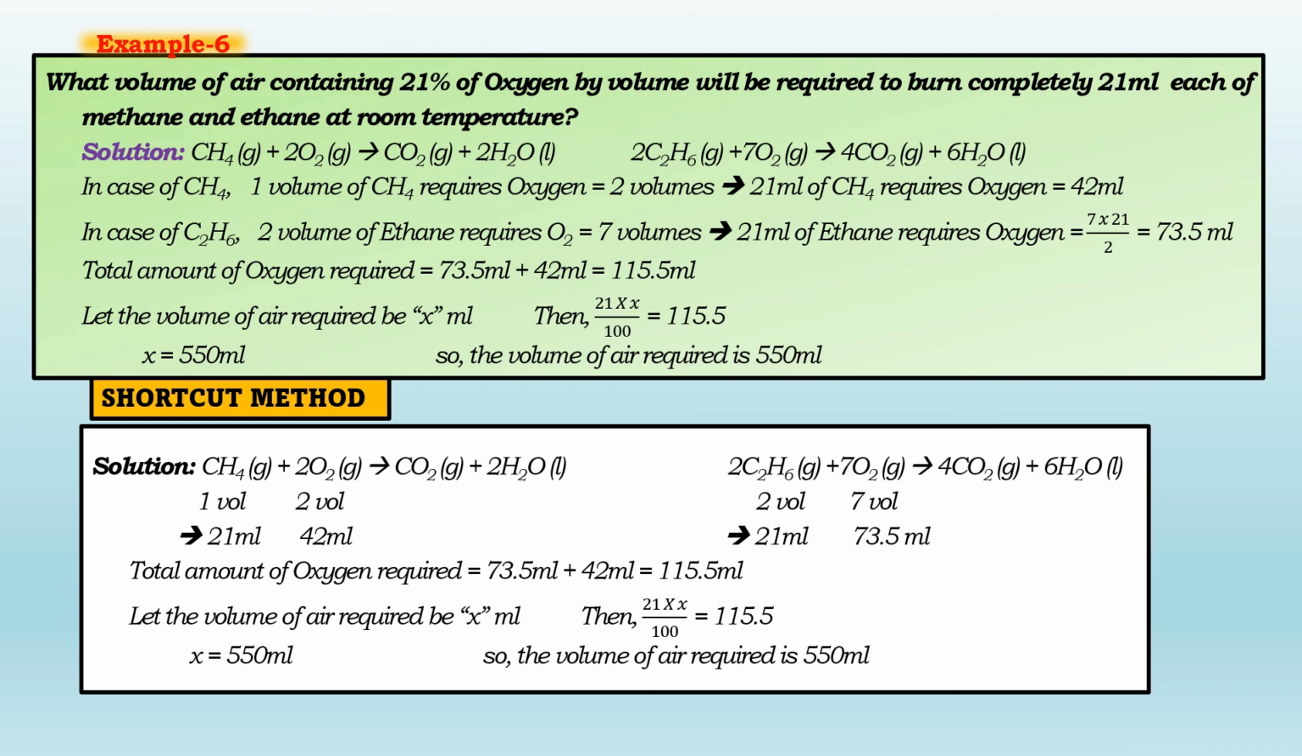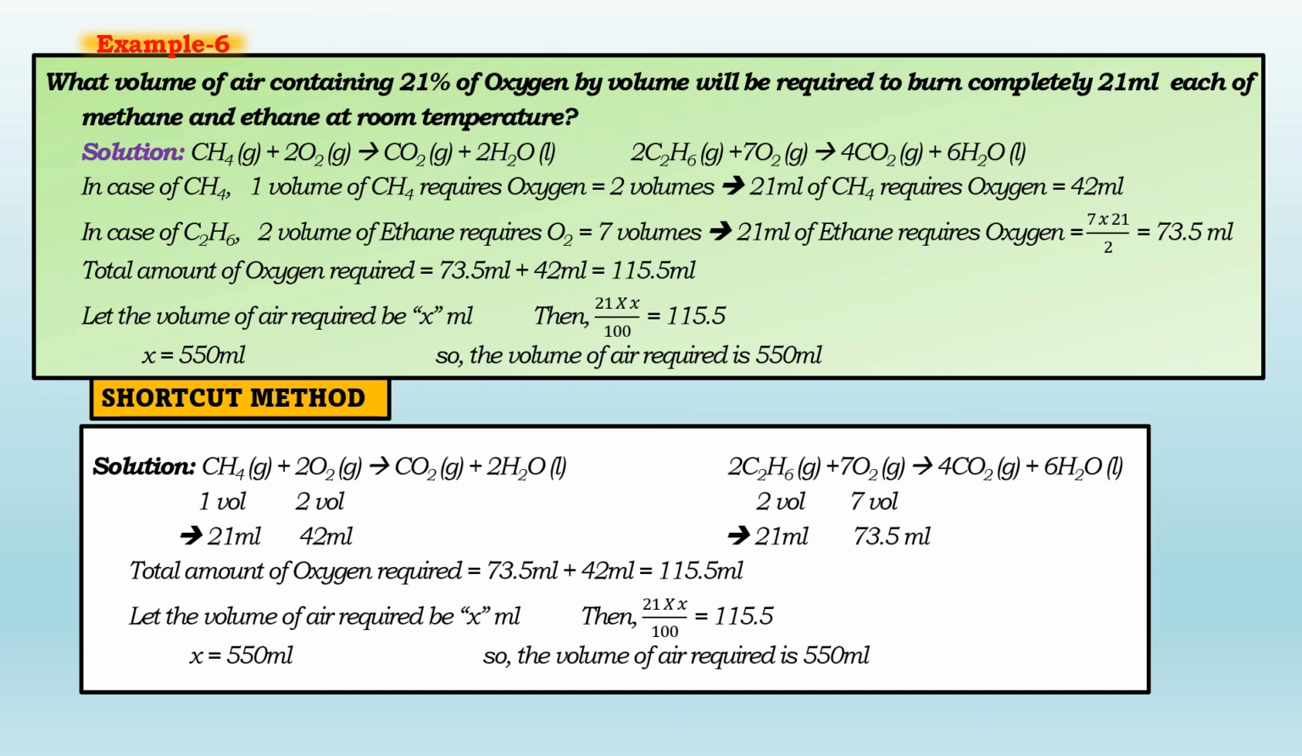Now in case of methane, 1 volume of methane requires 2 volumes of oxygen. So we have 21 milliliters of methane, which will require 42 ml of oxygen. In case of ethane, 2 volumes of ethane require 7 volumes of oxygen. So 21 ml of ethane will require oxygen 7 into 21 divided by 2, that is equal to 73.5 ml. So the total amount of oxygen required for both reactions is 73.5 ml plus 42 ml, that is equal to 115.5 ml. Let the volume of air required be x ml.